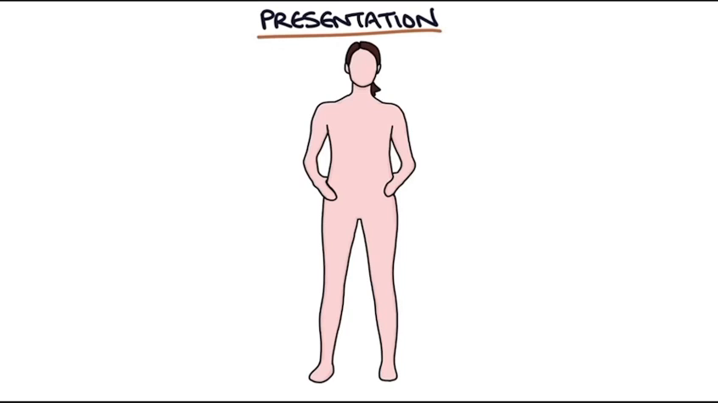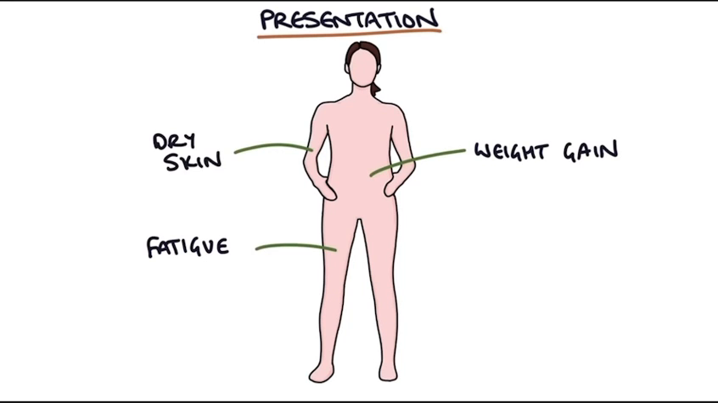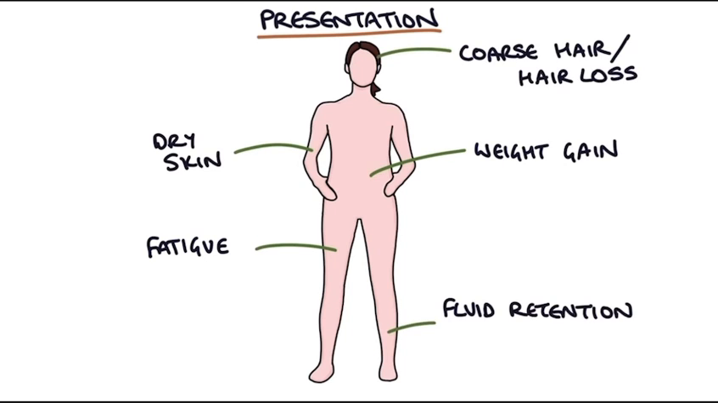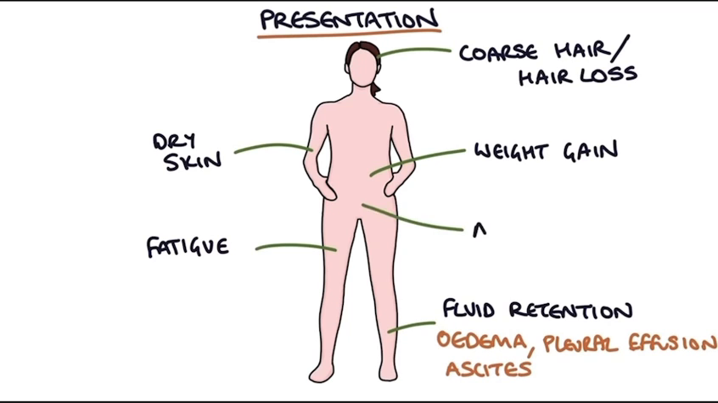So how do patients with hypothyroidism present? Well, they can present with weight gain, fatigue, dry skin, coarse hair and hair loss. They can have fluid retention, so they can develop edema or pleural effusions or ascites. They can have amenorrhea, so the periods stop, and it can slow down the bowels and make them very constipated.